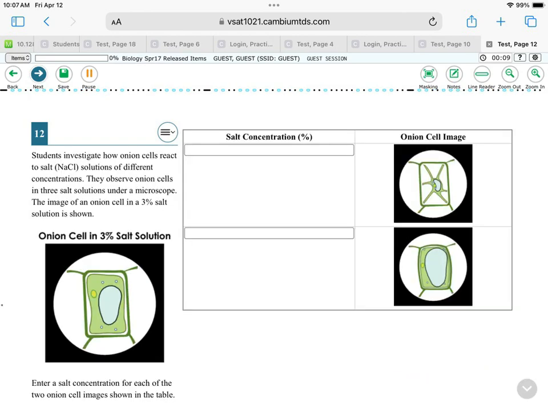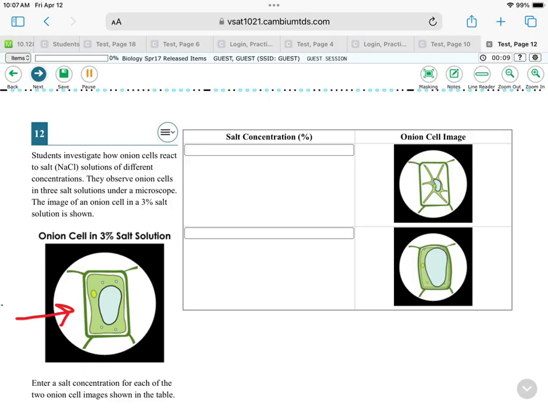Okay, so this question really confounded a lot of people. Here's what they expect you to look at. This is an onion cell in a 3% salt solution. And in that 3% salt solution, the cell's pretty normal, maybe shriveling a tiny bit.